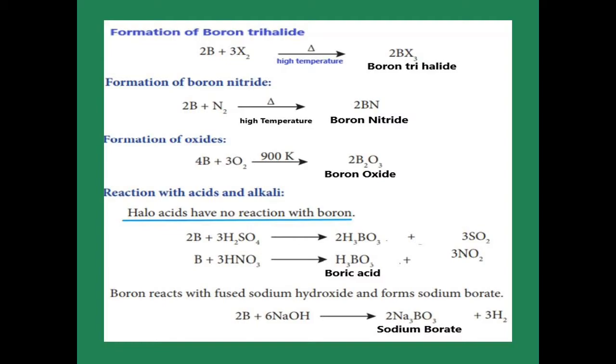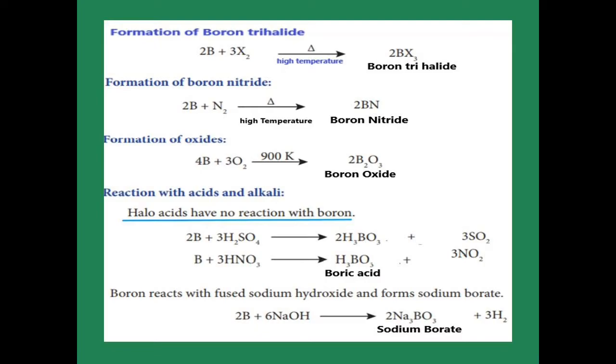Next one, the halo acids. What are halo acids? Hydrogen chloride, hydrogen fluoride, hydrogen iodide. They do not react with boron, but boron with sulfuric acid gives boric acid. See the formula, boric acid H3BO3 along with sulfur dioxide. When boron reacts with nitric acid, HNO3, it gives boric acid along with nitrogen dioxide gas. So sulfuric acid gives sulfur dioxide gas, nitric acid gives nitrogen dioxide gas along with the boric acid.